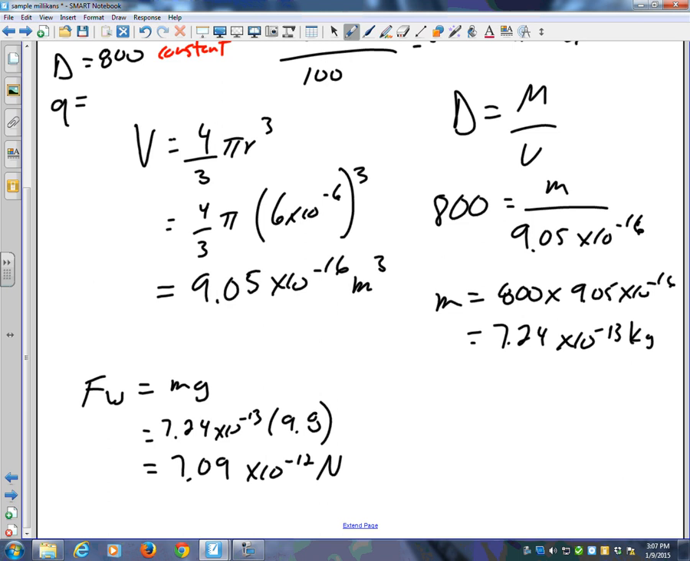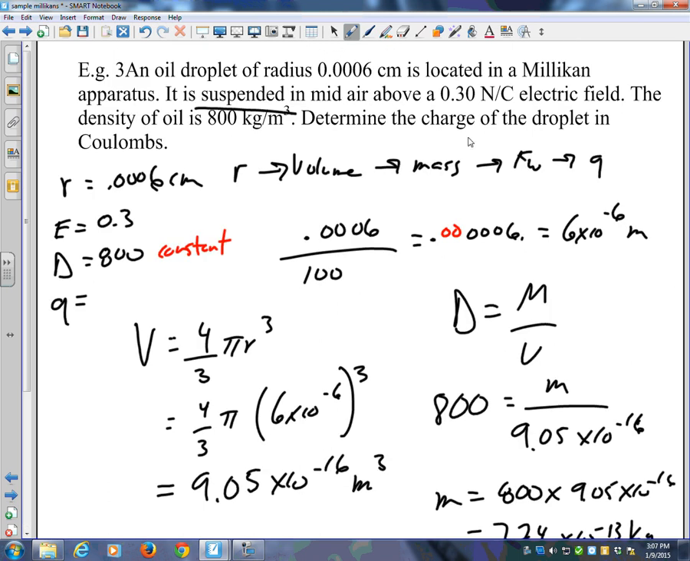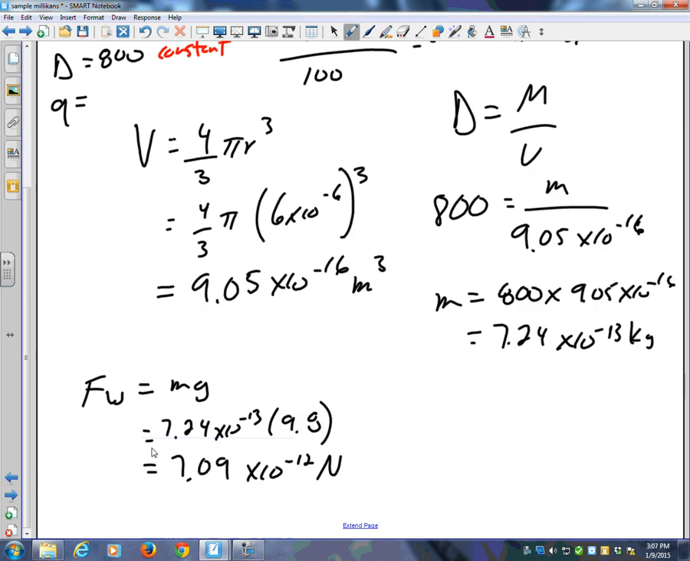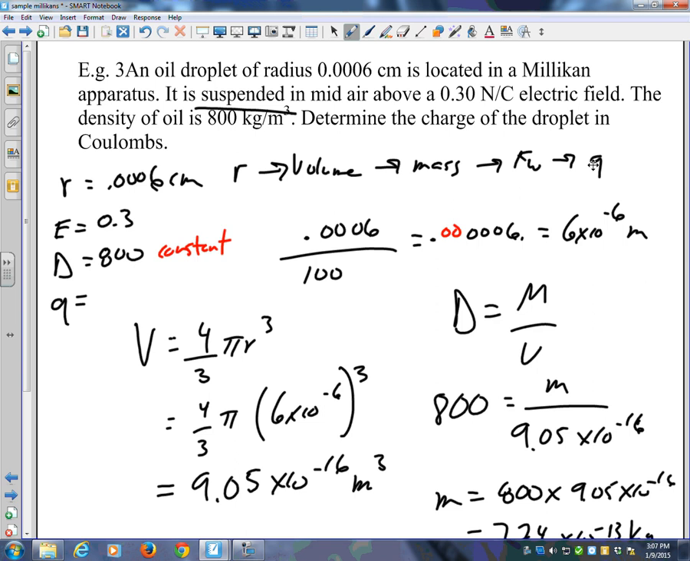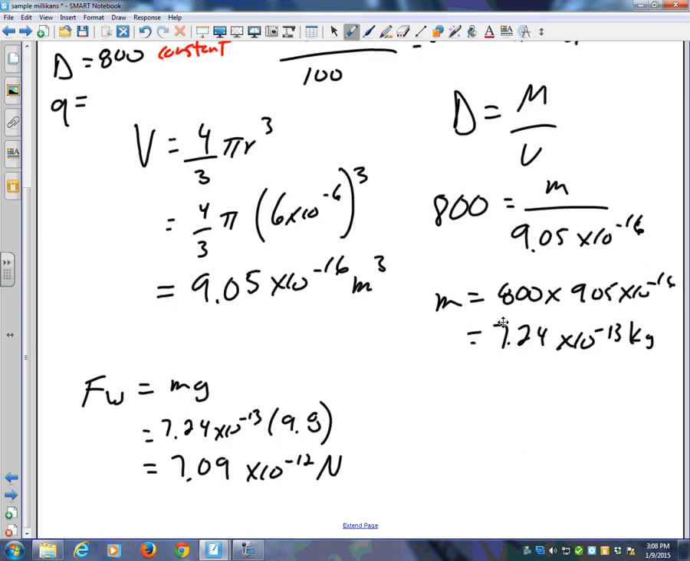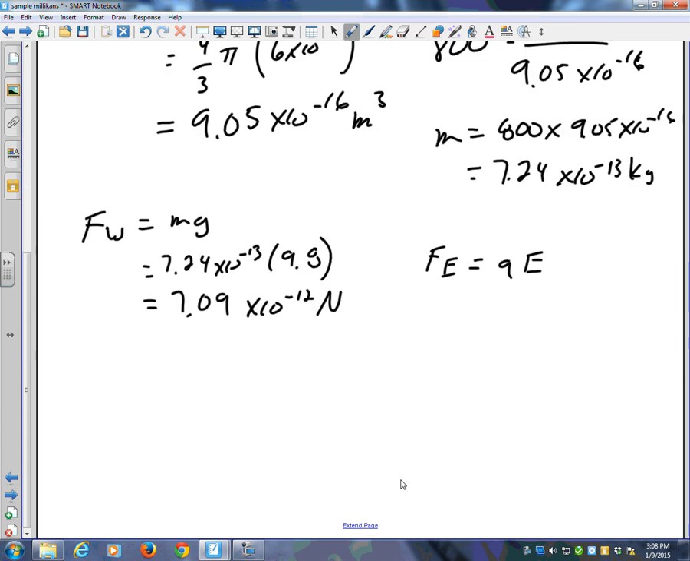So keeps it real. So what are we even trying to find? The charge of the droplet in coulombs. I've now got the weight force. What's the next step? To go from Fw to Q. How do I do that? Remember, it's suspended. So FE is equal to QE. I probably should have left a little more space because that's starting to crowd into that one up there. What's my FE? This number here.